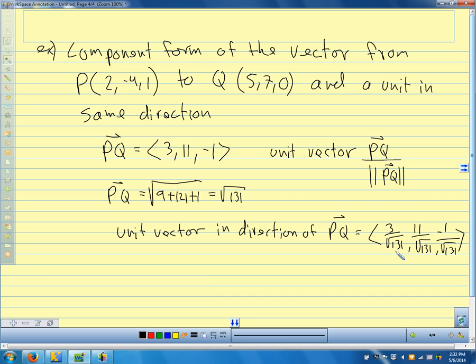So it's in the same direction because these numbers in the numerators are the same, so it's pointing in the same direction. Just dividing each component by the square root of 131 makes sure that, since we found the magnitude of this vector, we would end up with the magnitude of 1. All right, questions on that example?